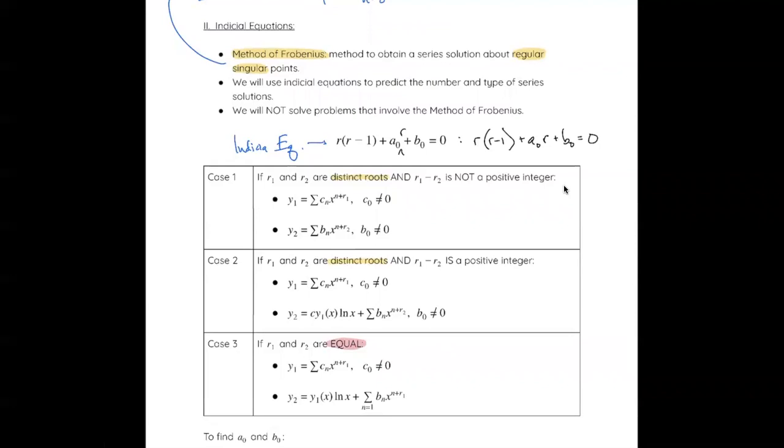But for case number 1 and 2, there's actually an additional layer that we need to consider. If I take r1 minus r2 and it is not a positive integer, then we're going to have the following forms of solution. However, if we take the difference here and it is a positive integer, we're going to have these two types of solution. So being able to identify what type of roots you have and whether they are different or equal is definitely really important.